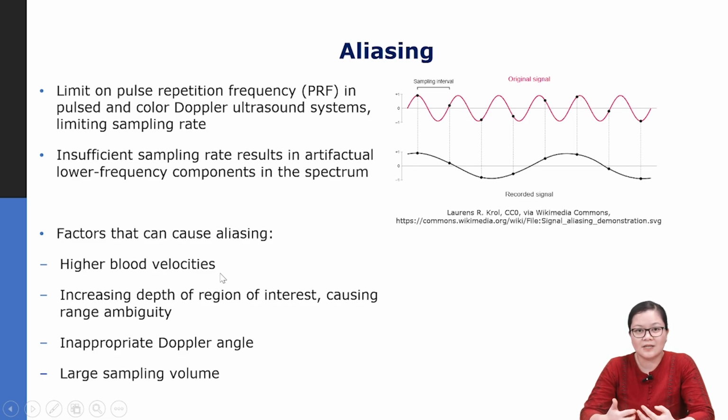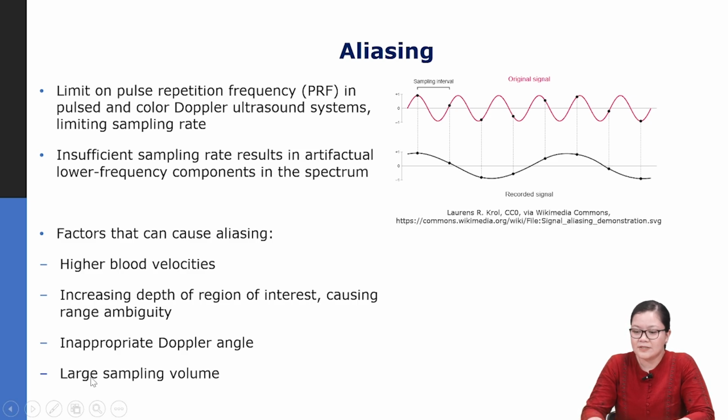Several factors can cause that. One is really high velocities in your blood flow where your pulse repetition frequency is not enough to capture those high velocities. Also, an increasing depth in the region of interest can cause some range ambiguity. In a previous lecture, we talked about range ambiguity as an imaging artifact. Also, if the operator dials an inappropriate Doppler angle, that can affect the Doppler frequencies being measured, and consequently the blood velocity.